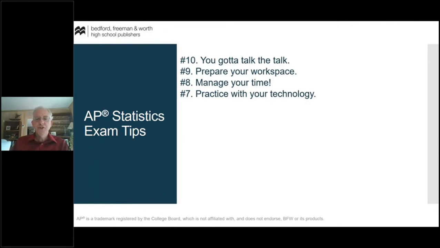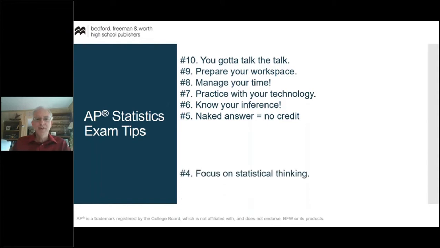Tip number 6, know your inference. And as Josh mentioned, that doesn't necessarily mean you'll see a full construct and interpret a confidence interval problem this year or a full carry out a significance test problem, but you're very likely to see some of the skills that are required within the 4-step process, the whys as well as the hows. Number 5, if you give a naked answer with no explanation, you should expect no credit. Anything more than that is just generosity on the part of the rubric.